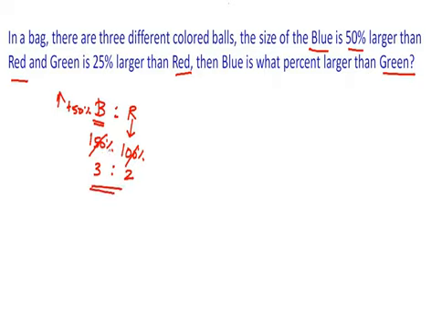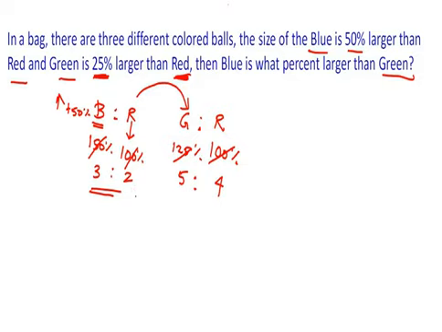Similarly, there is also one more comparison. Green is 25% larger than red, right? So if we again assume red as 100% size, what would be the size of green? 125%, right? Now, if you simplify this, this would become 4 and this would become 5. So the ratio between the green and the red ball size is 5:4.